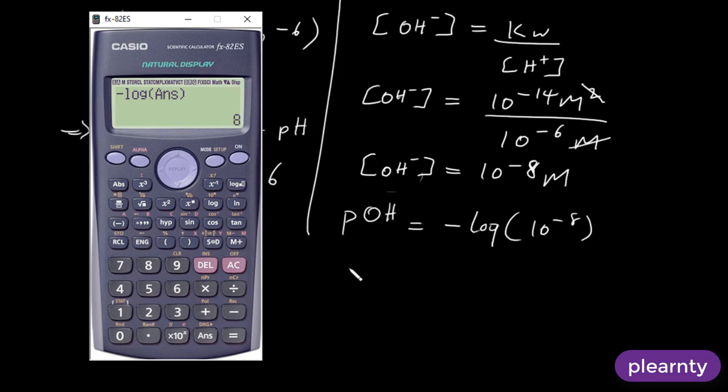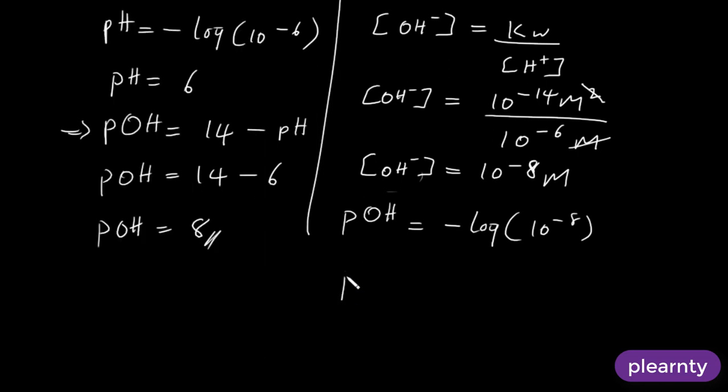When you just finish an operation with your calculator, the last answer you get, when you are having another calculation, you can just call that answer by pressing answer, then you have it there. So this answer here currently is standing as 10 raised to power minus 8. So pOH is equal to 8. You see, we have the same answer.